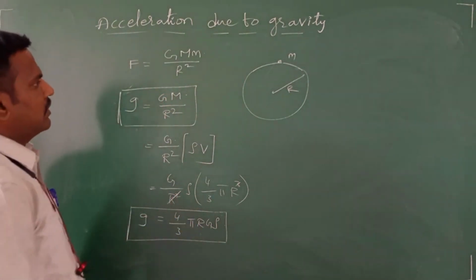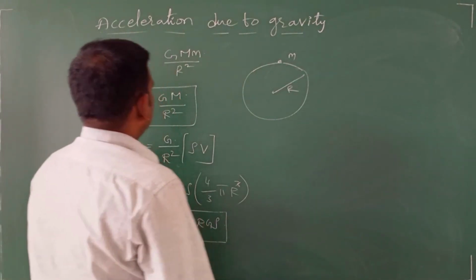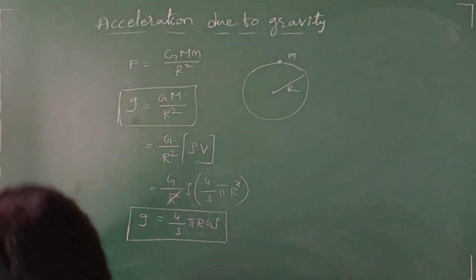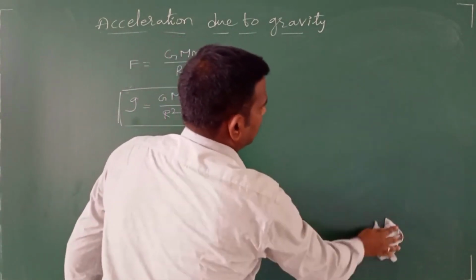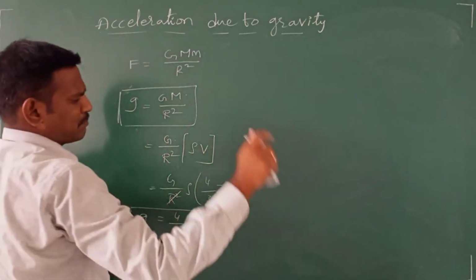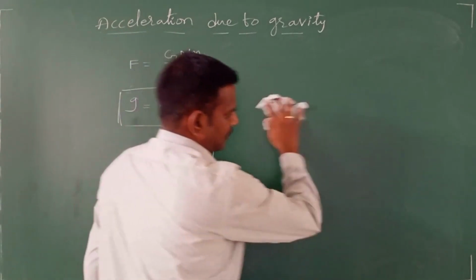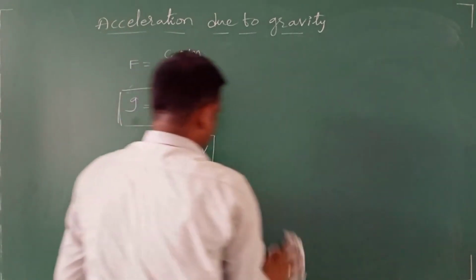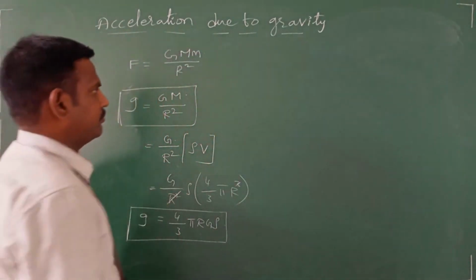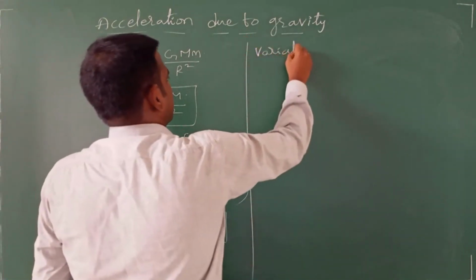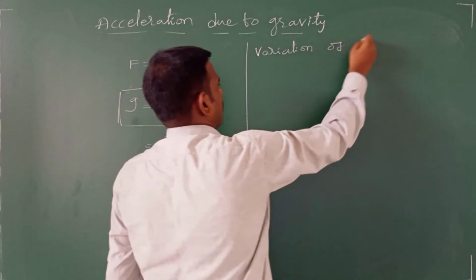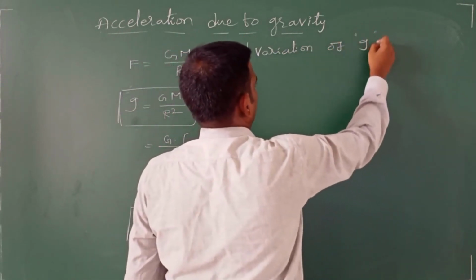Okay? Well, so now we will try to understand how this acceleration due to gravity varies in different situations. First of all, I don't want to give any kind of long derivations. I will give only small derivations and tell you. Variation of g. This is what we are going to see.